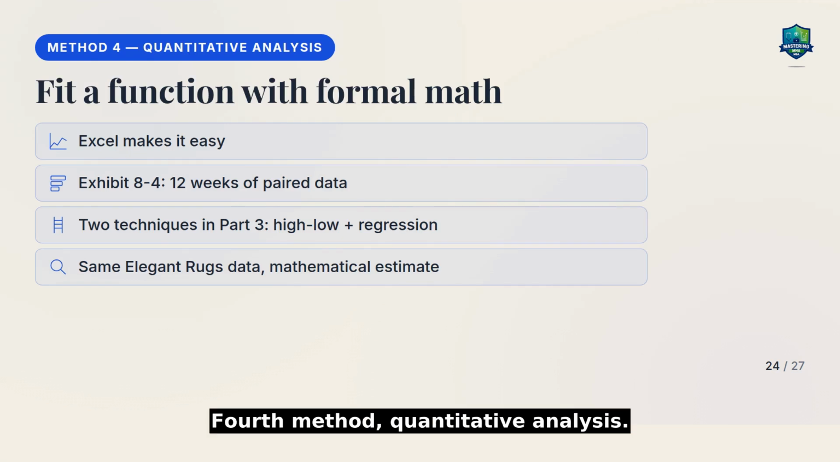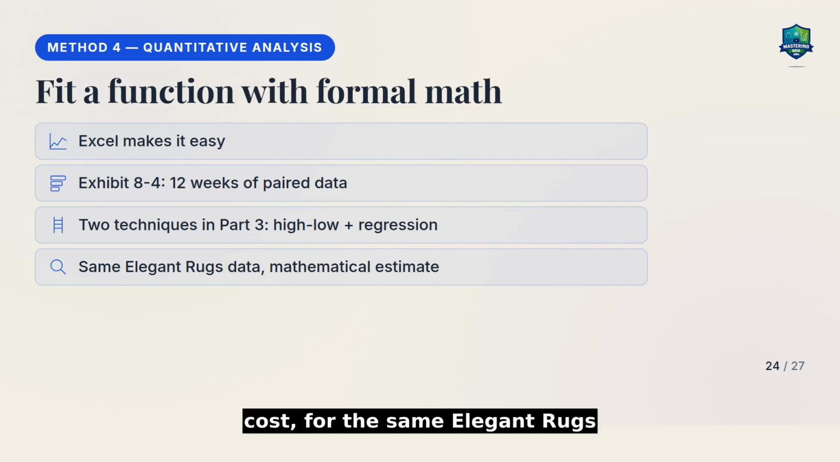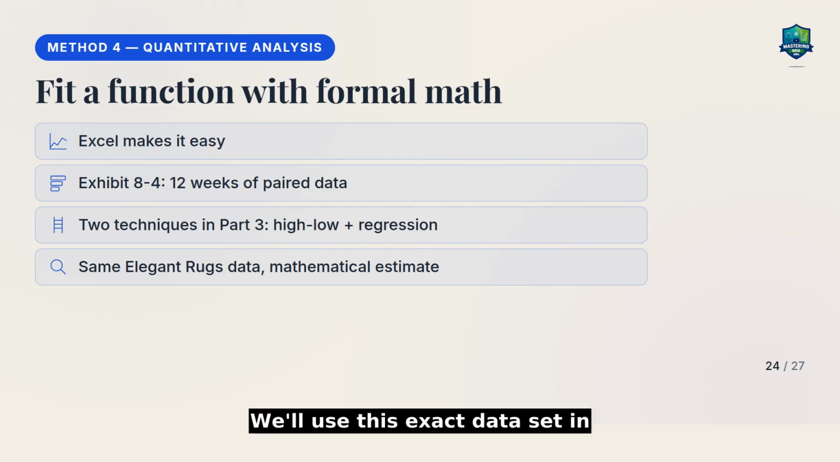Fourth method, quantitative analysis. You fit a cost function to past data using a formal mathematical method. Excel makes this easy. Exhibit 8-4 shows 12 weeks of paired data, machine hours and indirect manufacturing labor cost, for the same Elegant Rugs cell. We'll use this exact data set in part 3 to walk through two specific quantitative techniques: the simple high-low method and the more powerful regression analysis.